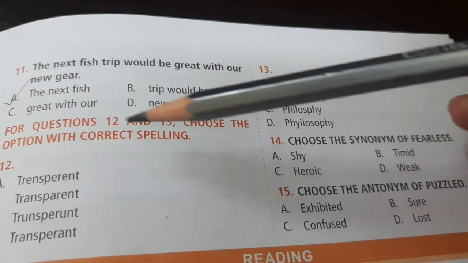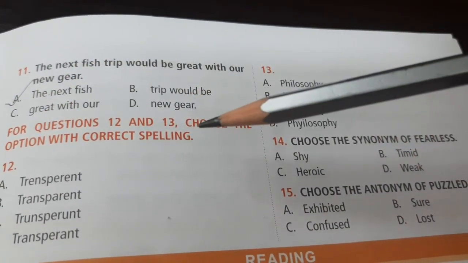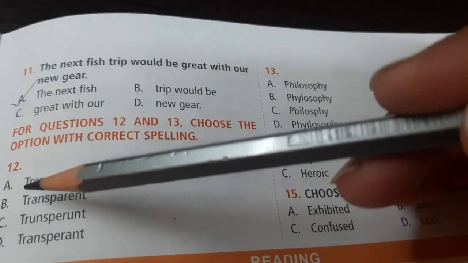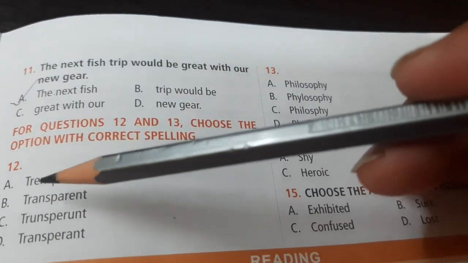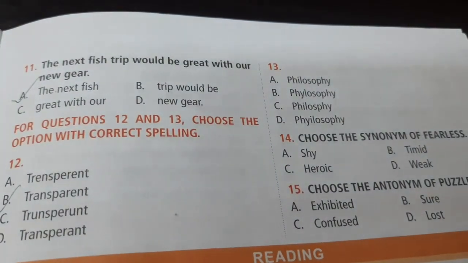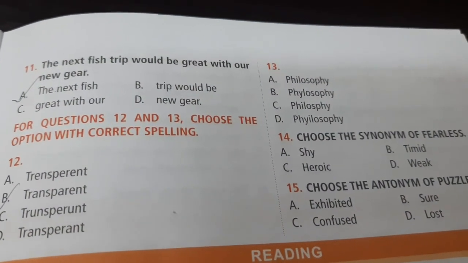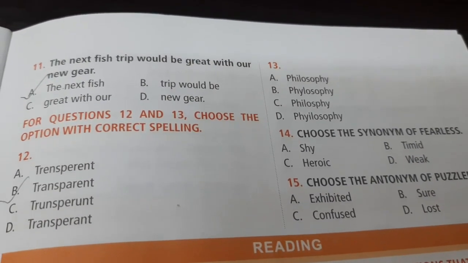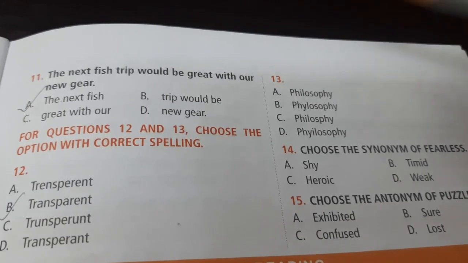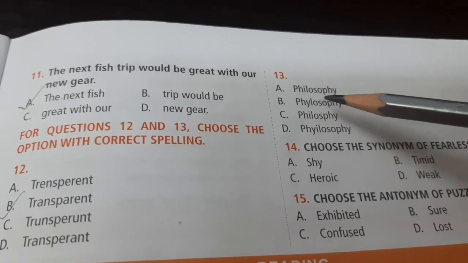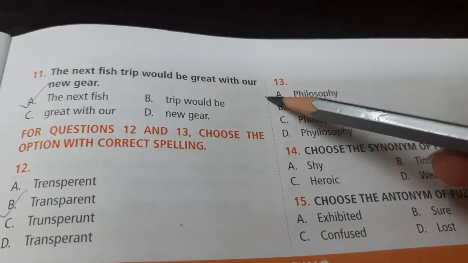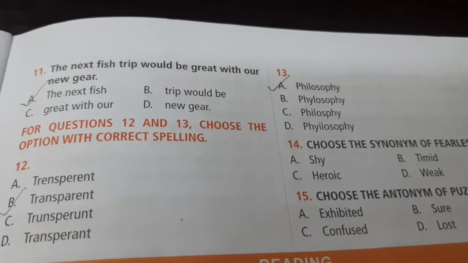Question number 12 to 13. Choose the option with correct spelling. Question number 12. All this is transparent, right? And the correct spelling for transparent is option B. Trans. Parent. That is why option B is the answer to this question. Question number 13. It is all philosophy, right? And what is philosophy? It is a study of nature of knowledge, reality, or existence, right? And the correct spelling of it is philosophy, which is option A. So please take option A as the answer.